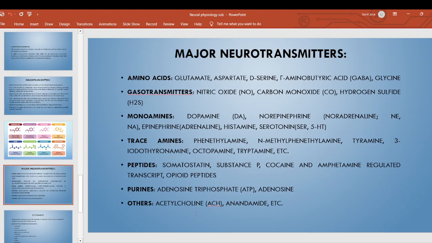Then another category is purine. For example, while studying about the nucleic acid, you have studied about sugar, purine and pyrimidines. That purines are there. Under that category we have ATP and adenosine. Then another category is other groups, under which acetylcholine and anandamide are coming.